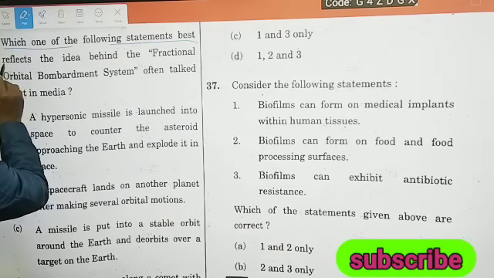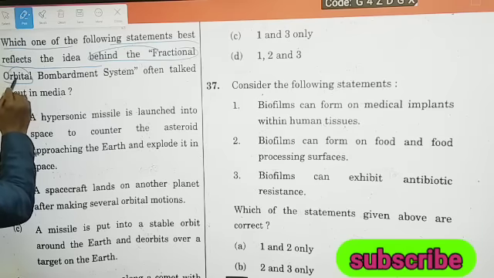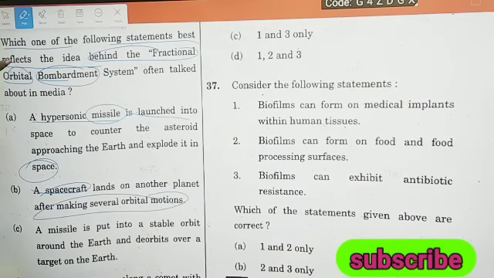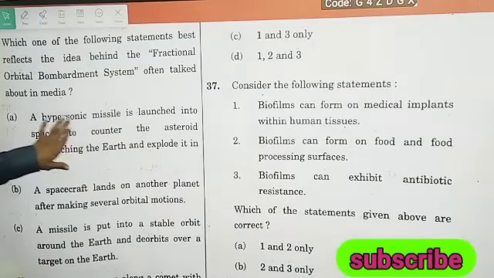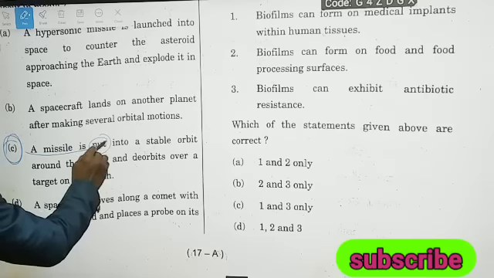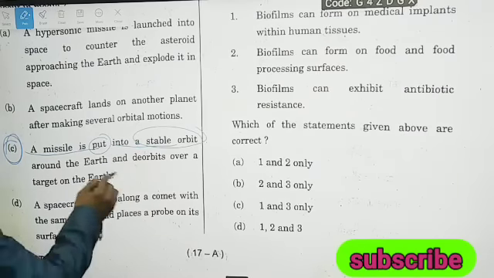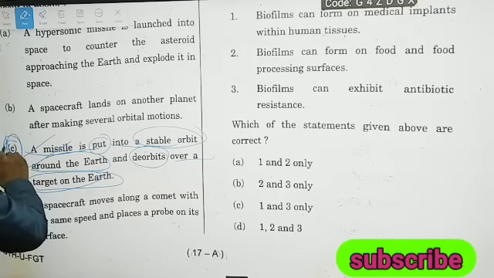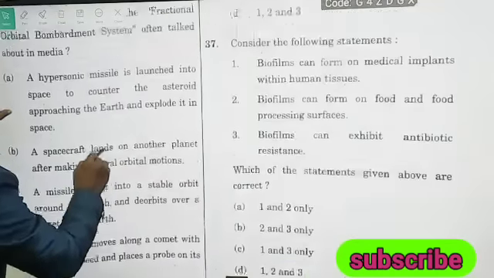Which one of the following statements reflects the idea of a fractional orbital bombardment system? Is it a hypersonic missile launched into space to counter an asteroid approaching the Earth? Is it a spacecraft landing on another planet? No. Option C: a missile put into a stable orbit around the Earth that orbits over a target on Earth. Correct option C.